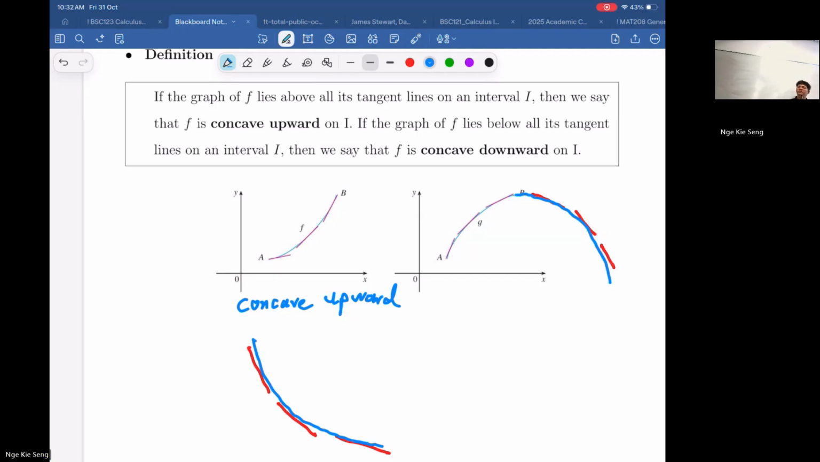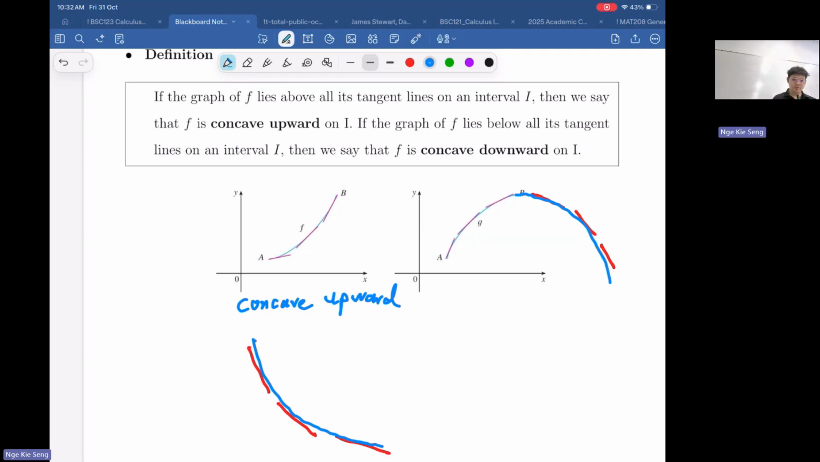Upward and downward. Does this match the terminology you learned in China, for Chinese students? What's concave upward in Chinese? Because I remember someone told me that the convention is different. I don't know if it's true or not. If it is okay, then that's fine.